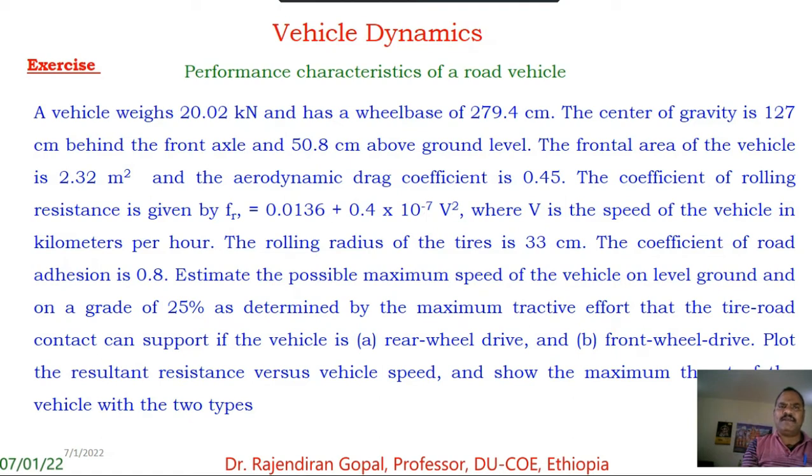Estimate the possible maximum speed of the vehicle on level ground and on a grade of 25% as determined by the maximum tractive effort that the tire-road contact can support if the vehicle is A. rear wheel drive and B. front wheel drive. Plot the resultant resistance versus vehicle speed and show the maximum thrust of the vehicle with two types.